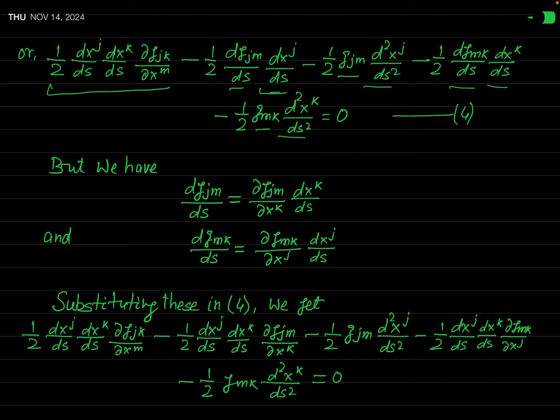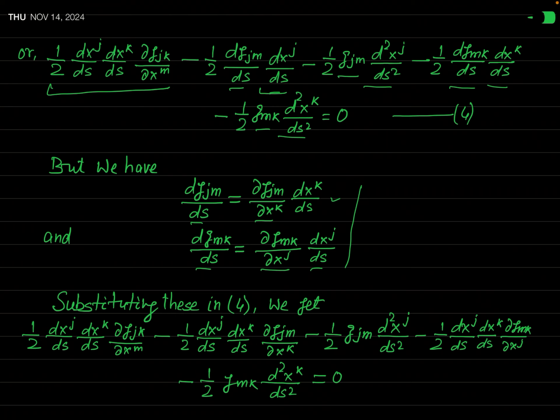Now, to simplify this result, you have to see these two important results. You know, dg_jm/ds is equal to ∂g_jm/∂x^k times dx^k/ds. And similarly, dg_mk/ds is equal to ∂g_mk/∂x^j times dx^j/ds. Now we will utilize these two results in equation number 4. So when you use these two results in this equation 4, what will be our result?